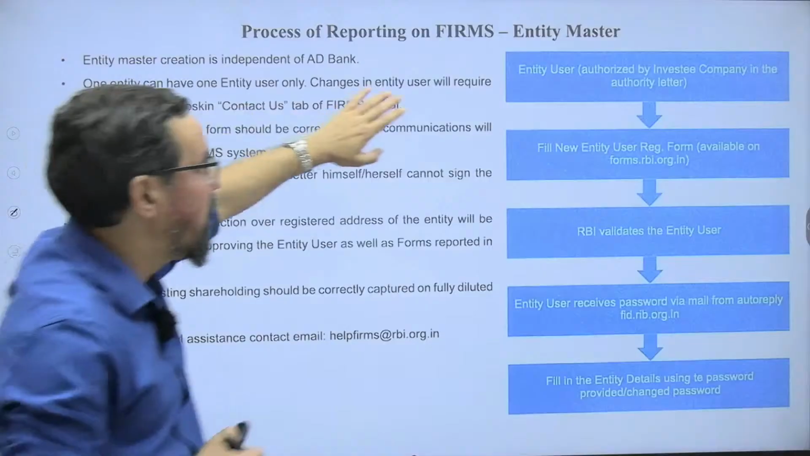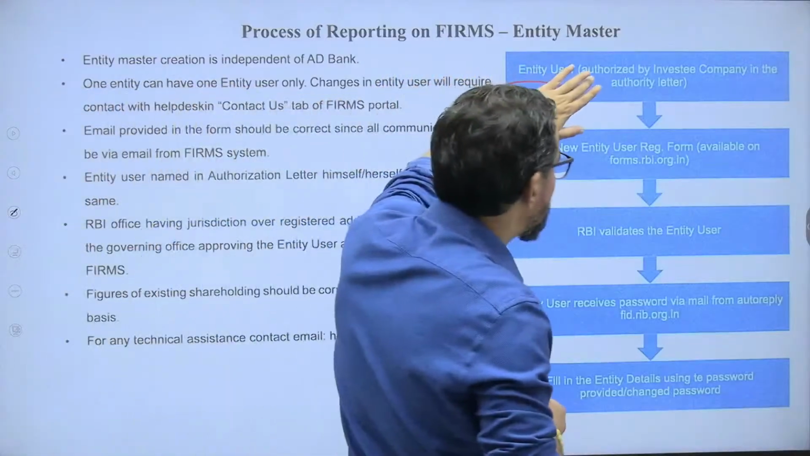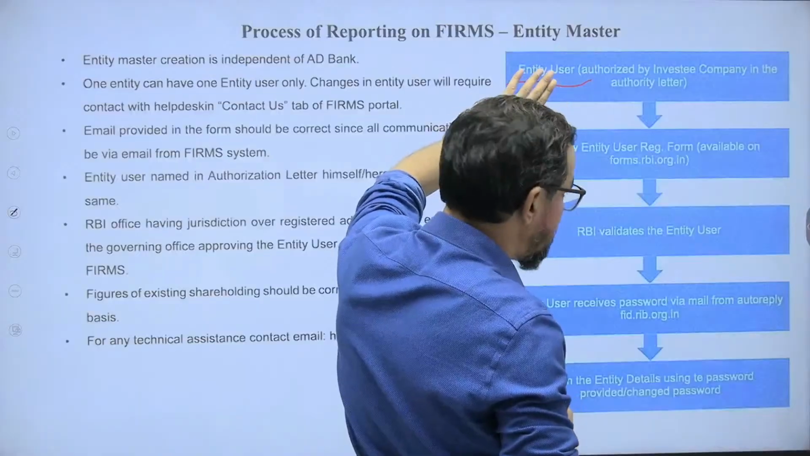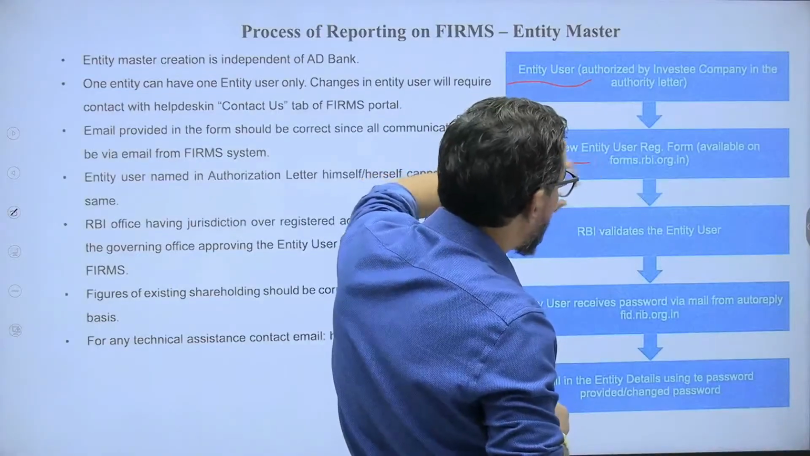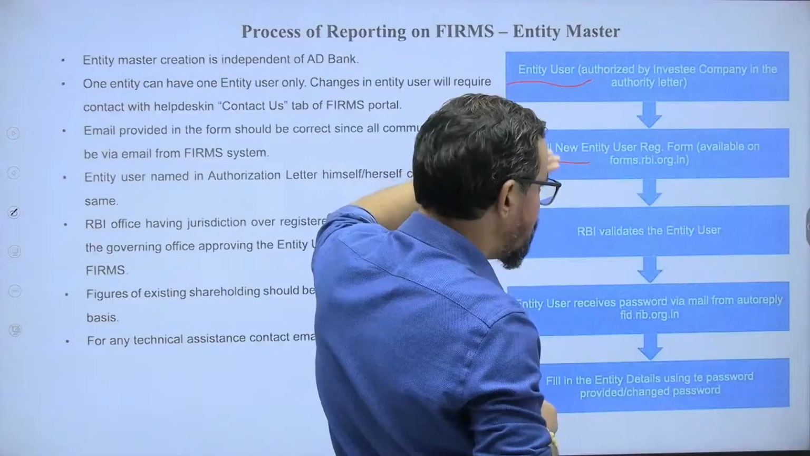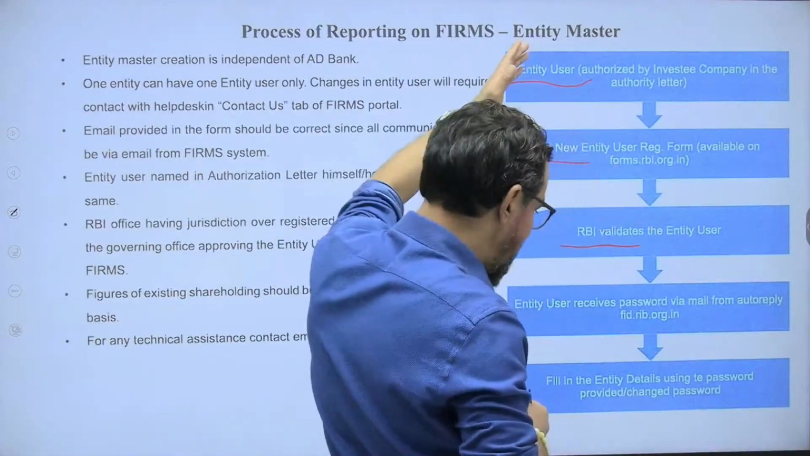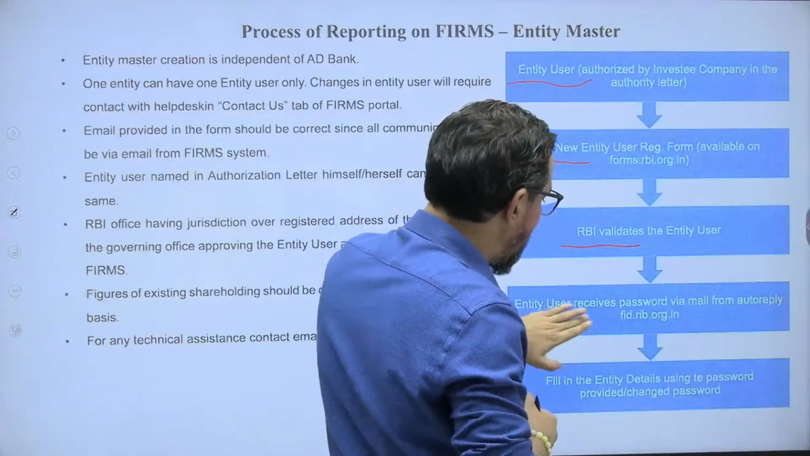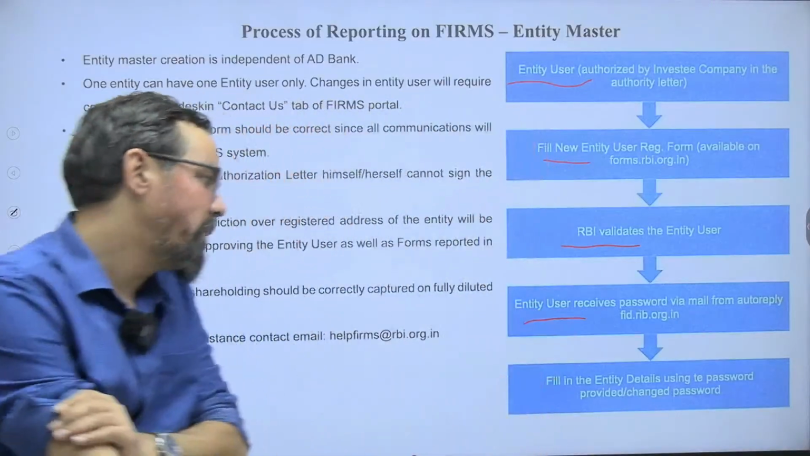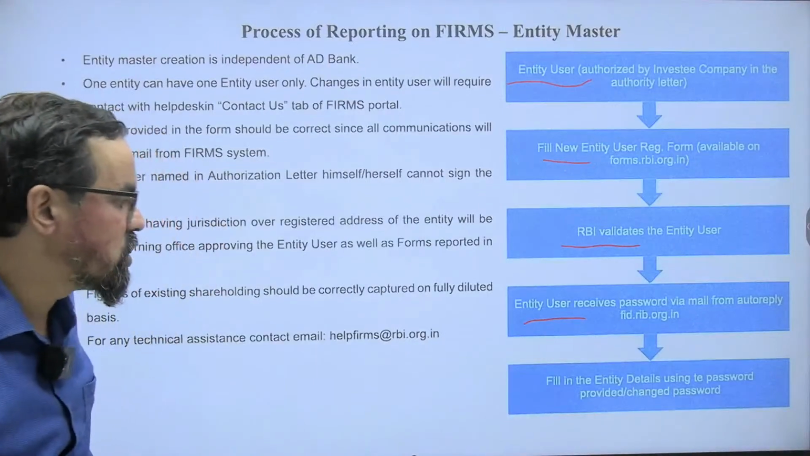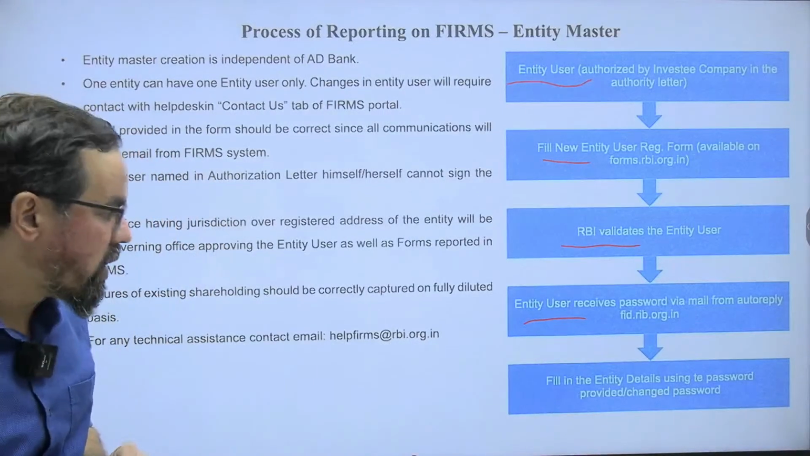Okay. We have to create the entity user, authorized by the investee company in the authorized letters. Then we have the new entity user registration form. RBI validates the entity users. The entity user receives a password by mail and fills in the entity details using the password provided, or changes the password.